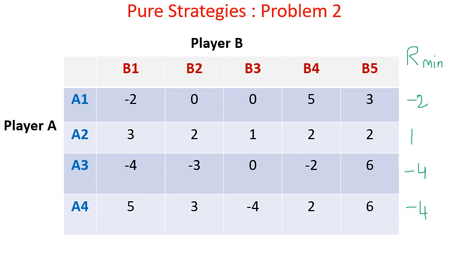Similarly, I will write here the column maxima. In this case, the maximum is 5. Here the maximum is 3. Here it is 1 and 5. Here it is 6. Same way as we have done in our previous problem.